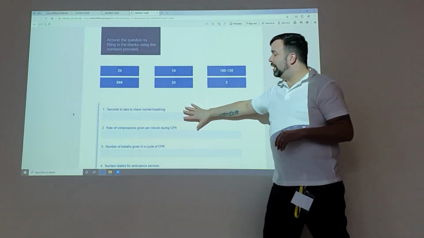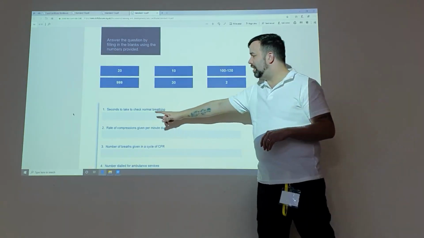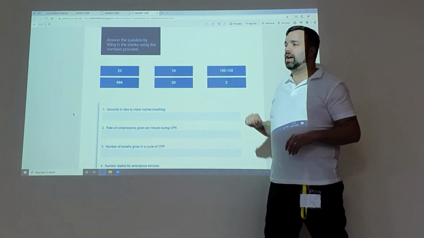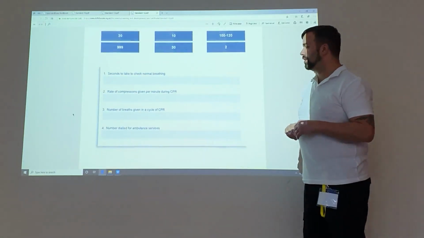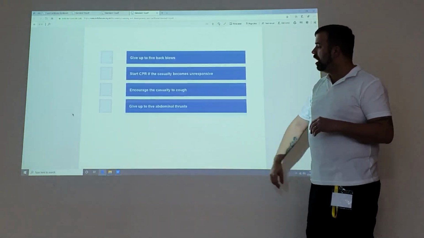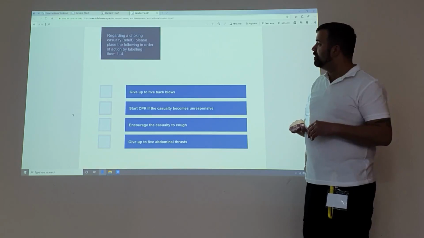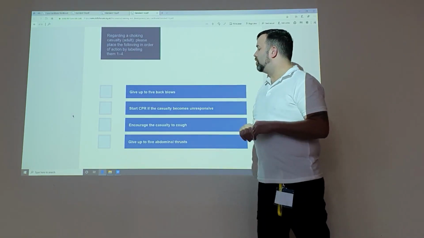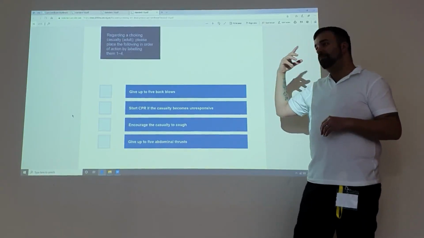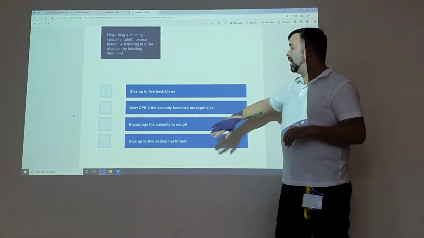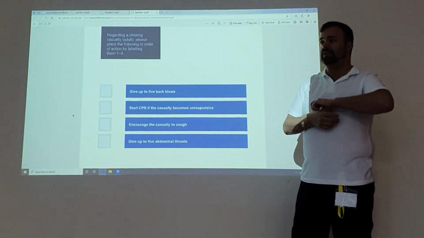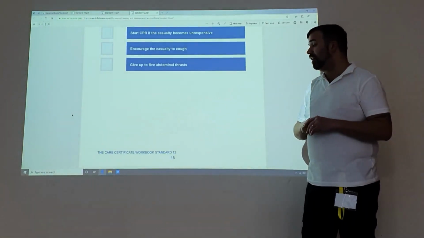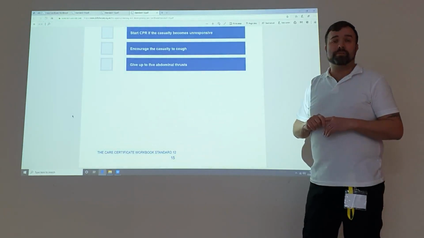Here, we're looking for you to complete the blanks, so seconds to take to check normal breathing, and hopefully you'll give the right answer. This one, we're looking for you to label them in the sequence for managing a choking hazard, so encouraging to cough, back blows, etc. You'll put those in order between 1 and 4. And that's the end of the basic life support.